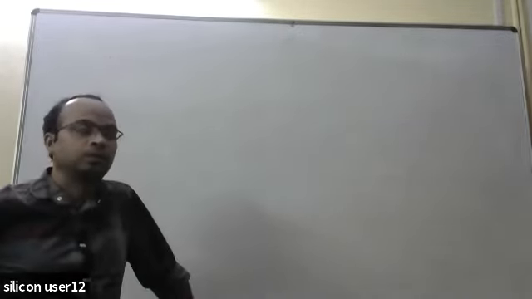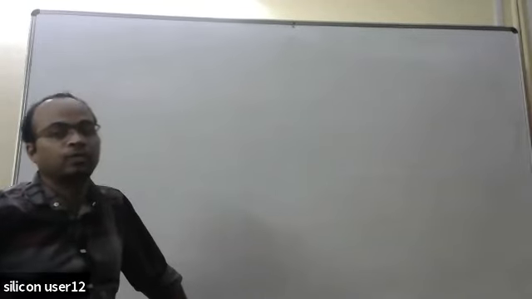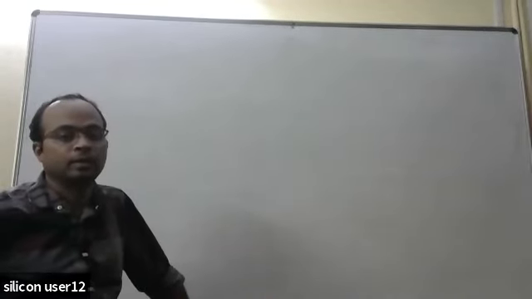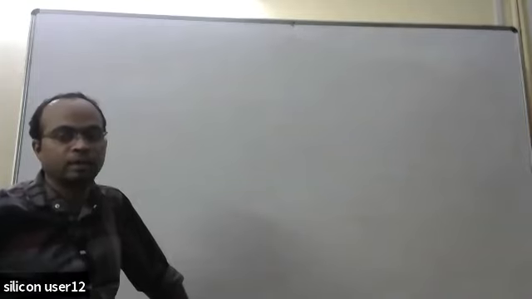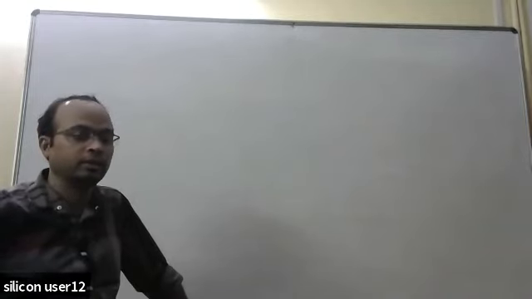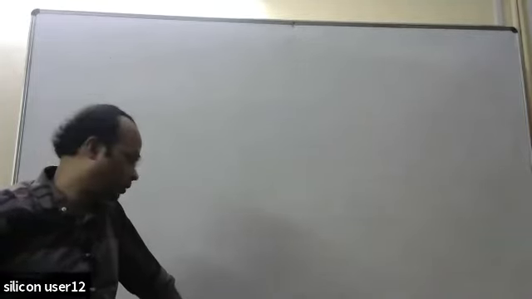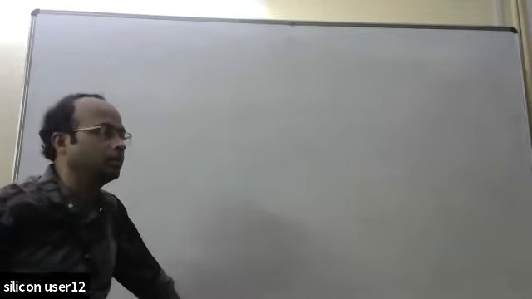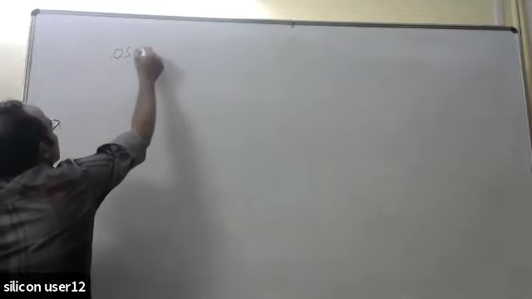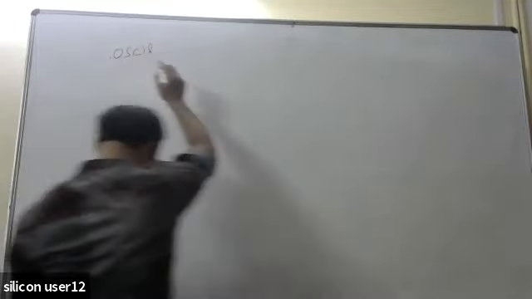Okay. So, in the last class, we discussed the different topologies of feedback networks: voltage series, voltage shunt, current series, and current shunt. So today we'll see the oscillator operation. Oscillator.